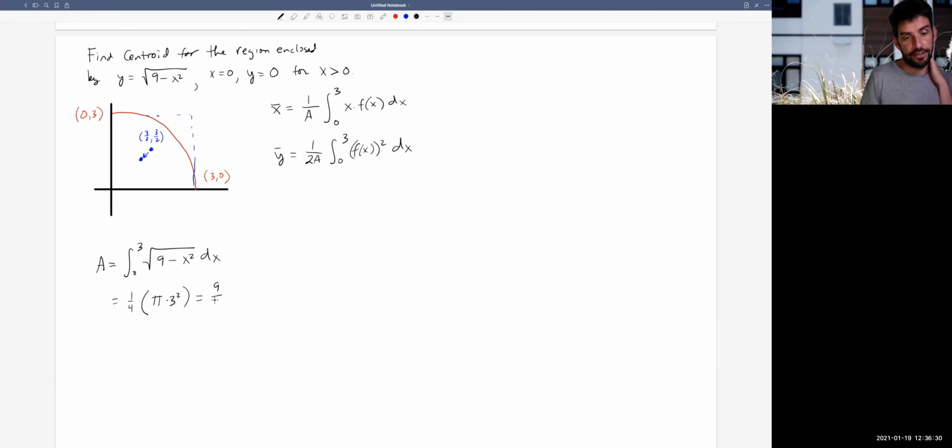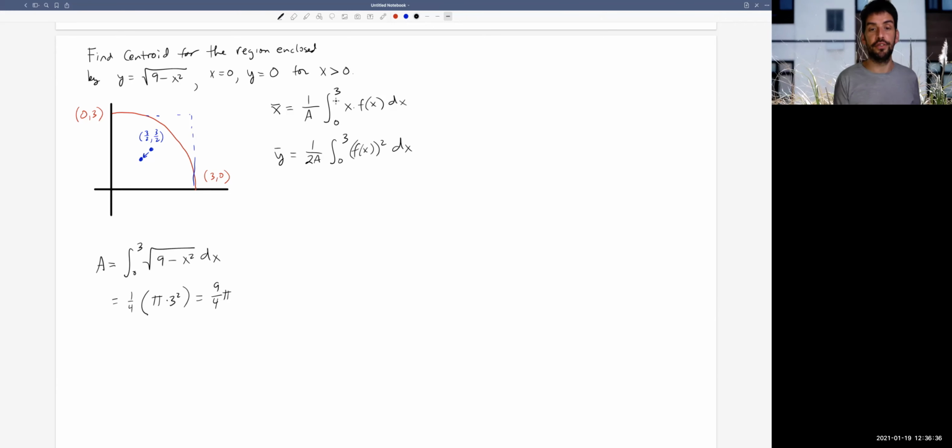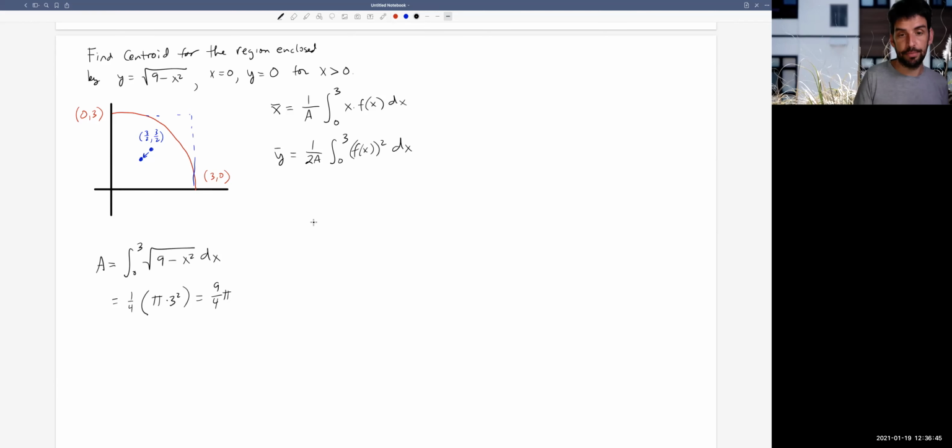So the area is 9/4 pi. Okay, so there's our area. Now we've got to figure out these other two integrals. So let's go ahead and do that. So let's figure out, we'll do x bar first.